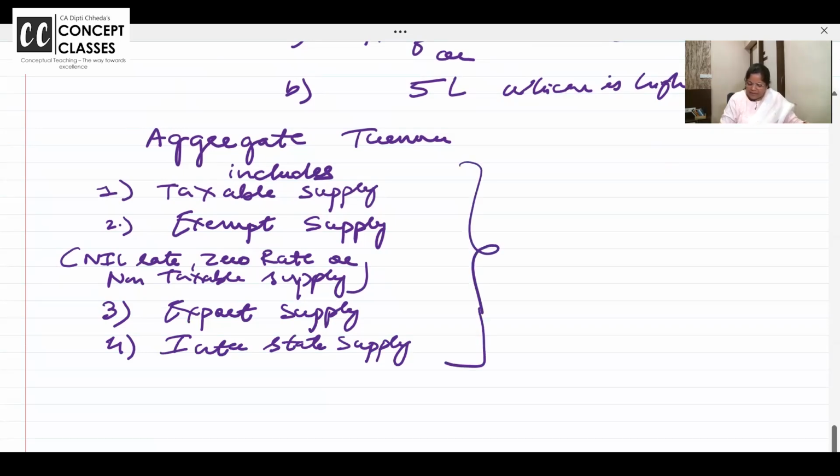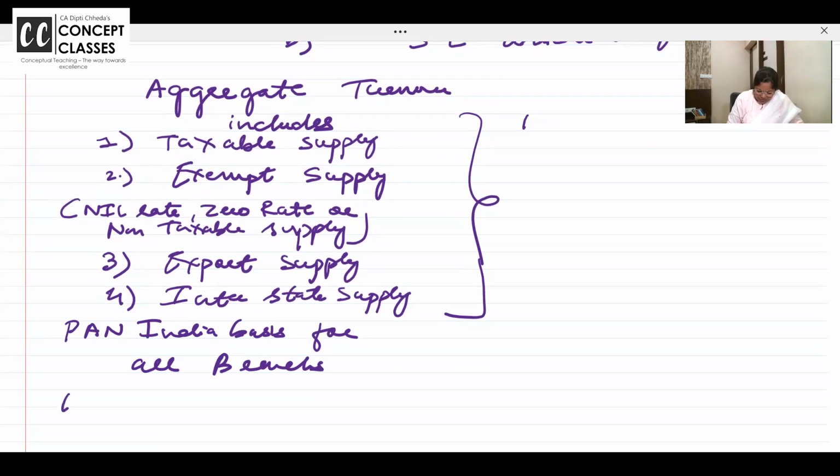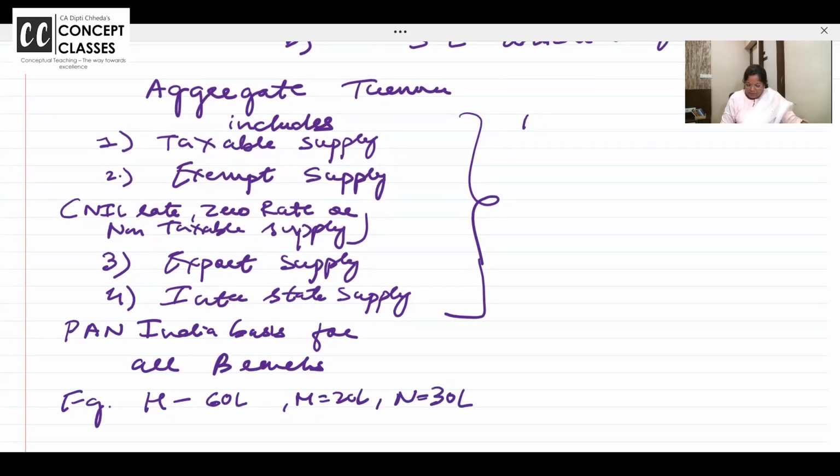And here I'm writing to calculate the turnover pan India basis for all branches. Example, if you want to write, Hyderabad का turnover है 60 lakhs, मुंबई का है 20 lakhs, नागपुर का है 30 lakhs. How much it is total? 60 plus 20 and 30. What's my total aggregate turnover? 110 lakhs. Can opt for composition.